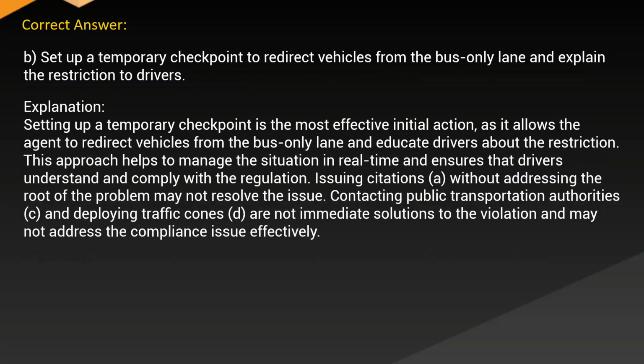Correct answer. B. Set up a temporary checkpoint to redirect vehicles from the bus-only lane and explain the restriction to drivers. Explanation. Setting up a temporary checkpoint is the most effective initial action, as it allows the agent to redirect vehicles from the bus-only lane and educate drivers about the restriction. This approach helps to manage the situation in real time and ensures that drivers understand and comply with the regulation.